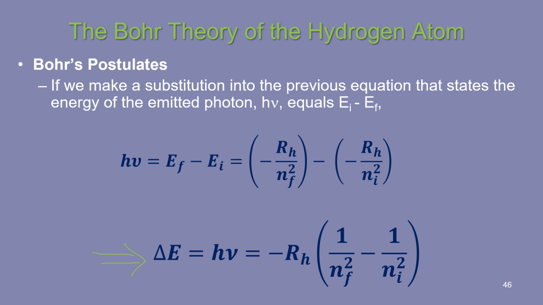So let's say it goes from the third level to the second level. The initial n would be 3, the final n would be 2, and we would just solve this for the energy. And once we know the energy, we could also find the frequency, and we could find the wavelength as well.